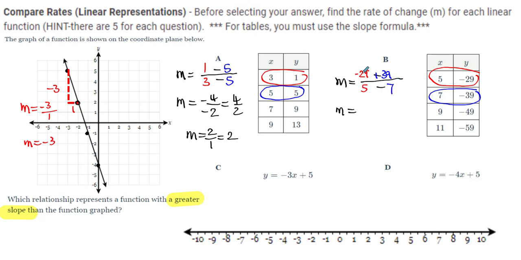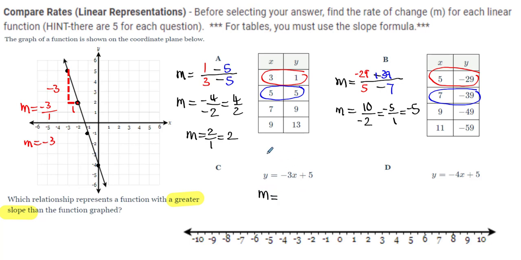M is equal to, let's see, negative 29 plus 39, that's going to give me 10. And then 5 minus 7, that's negative 2. And 10 divided by negative 2 is going to be negative 5 over 1. Notice I always like putting the negative in the top. It makes more sense when we're talking about graphs. That's just going to simplify to negative 5. So we got a slope of negative 3 for the original problem. A is 2. B is negative 5.